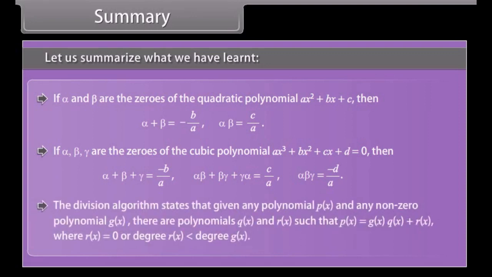The division algorithm states that given any polynomial p(x) and any non-zero polynomial g(x), there are polynomials q(x) and r(x) such that p(x) is equal to g(x) q(x) plus r(x), where r(x) is equal to 0 or the degree of r(x) is smaller than the degree of g(x).